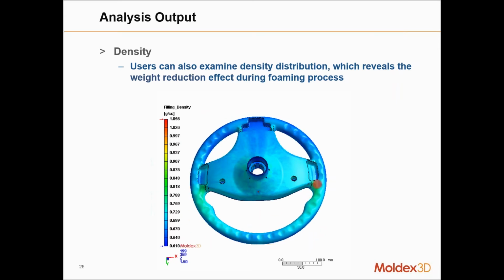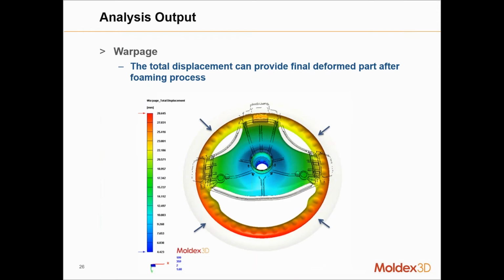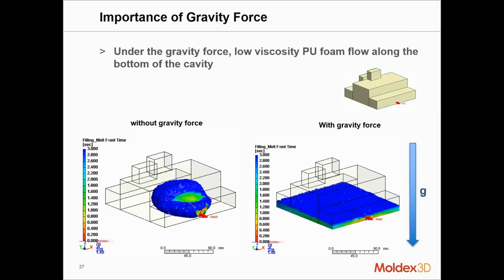So this tells you which areas are denser, which areas have more gas, and ultimately, how all of this ties into the part shrink and warp behavior. Now, when you talk about polyurethane foaming, another important aspect, depending again on the application that you would want to consider, is the gravitational effect.